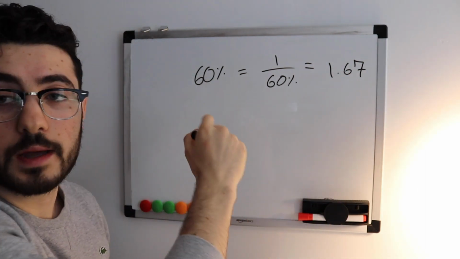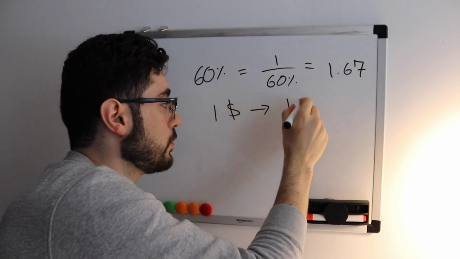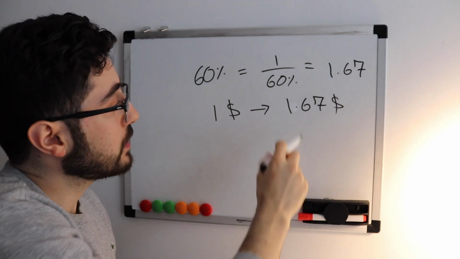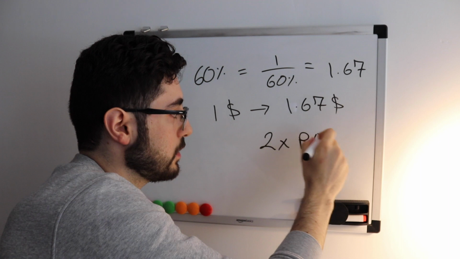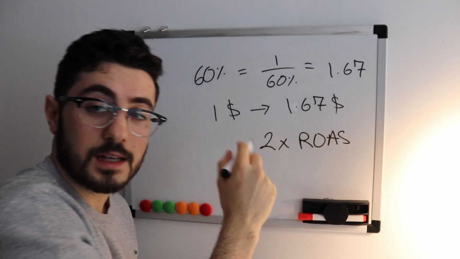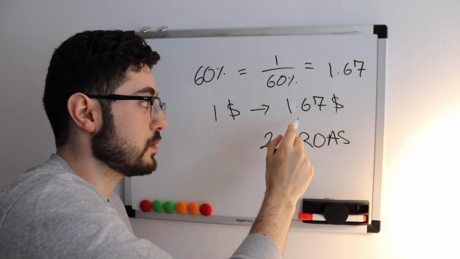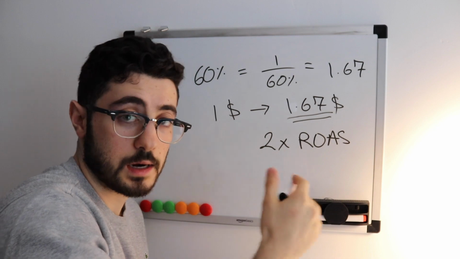So every dollar you spend on Facebook, you must generate $1.67 back in order to break even. Anything above that, so let's say you're getting a 2 times return on ad spend, then you're profitable. And that's a really key thing to know, because then you can turn off any ads that are below that number to make sure that you're staying profitable across your entire campaign.